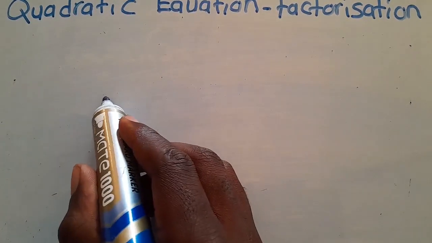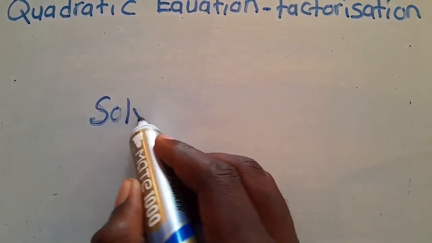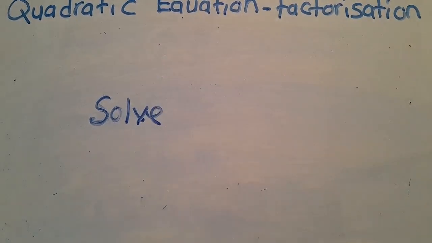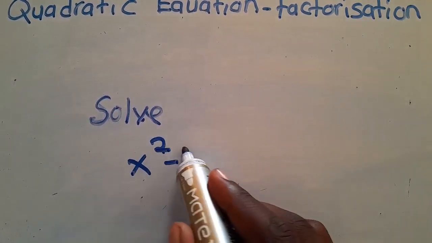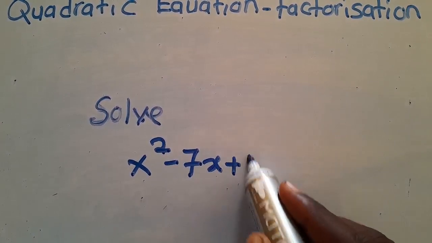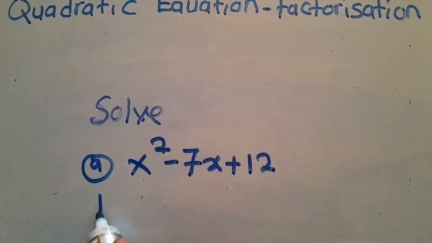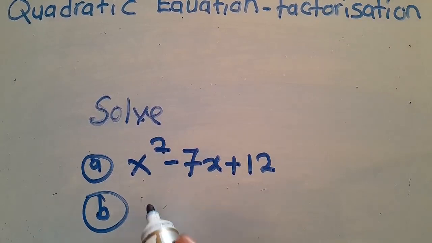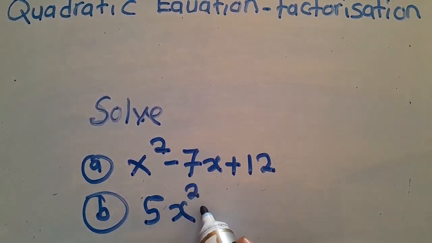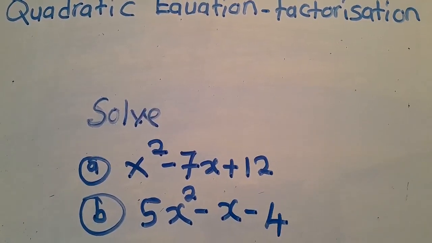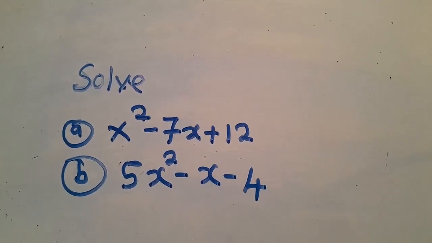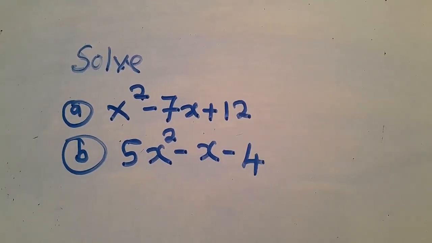So I want you to solve this. Don't use any other method, but use the method that we have just been doing. This is the factorization method. We've got x squared minus 7x plus 12. This is the first one. The second one is 5x squared minus x minus 4. So just work out these two equations. Try to see how you can solve them if you've really understood what I'm teaching.